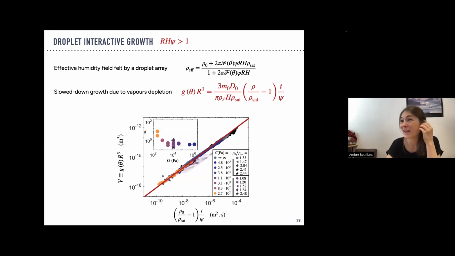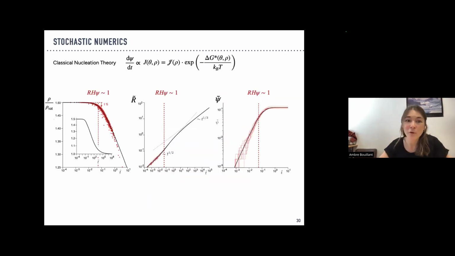Okay, so we understand better why the droplets grow subdiffusively, because they consume the humidity around them, and so we understand somehow the growth, and now we want to understand a bit more the nucleation rate. From Bruno Andreotti's numerics, we learned that we can evaluate at each time step the humidity felt around the droplet, and see how it modifies the growth, but also the number of droplets. Because if you use the classical nucleation theory, you can at each time step compute the nucleation rate.